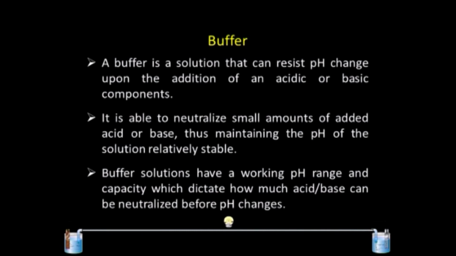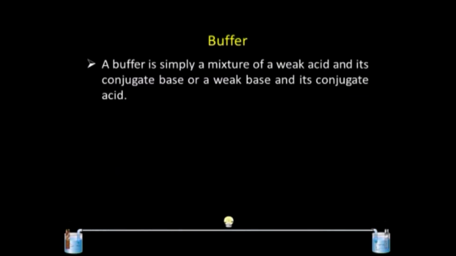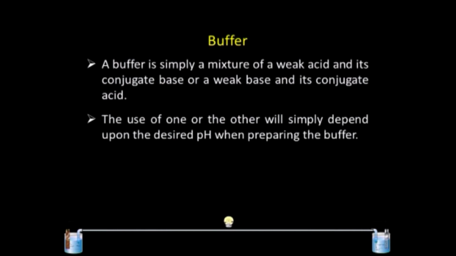A buffer is simply a mixture of a weak acid and its conjugate base, or a weak base and its conjugate acid. The use of one or the other will simply depend upon the desired pH when preparing the buffer. We have different types of buffer, particularly acidic buffer and basic buffer. The next question is, how do buffers work?